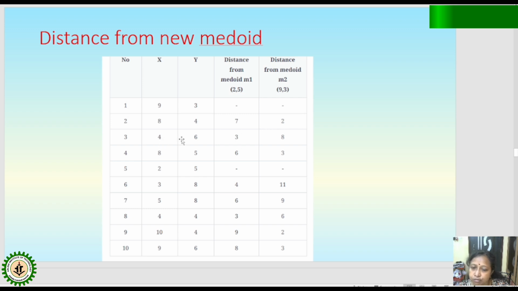Now similarly 4, 6, this data point will be assigned to the cluster M1 because it is very close to the medoid, that is 2, 5. Similarly 8, 5, this data point is assigned to the cluster M2 because it is very close to the medoid, that is 9, 3 and so on. So in this way we are assigning every data point to the appropriate cluster here.